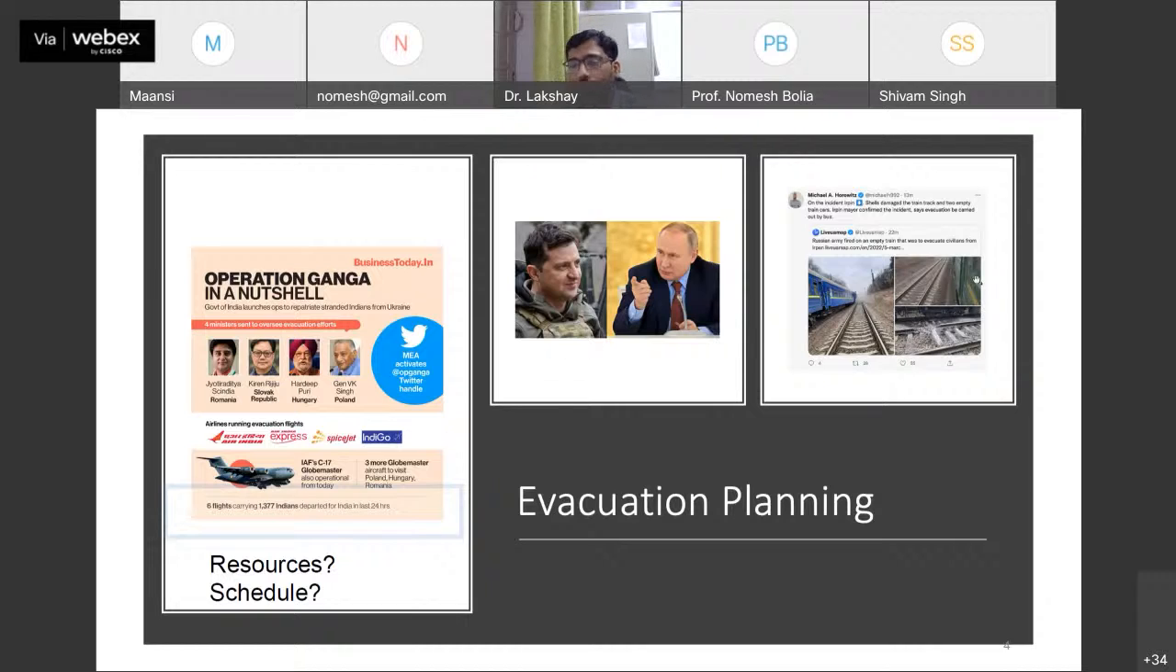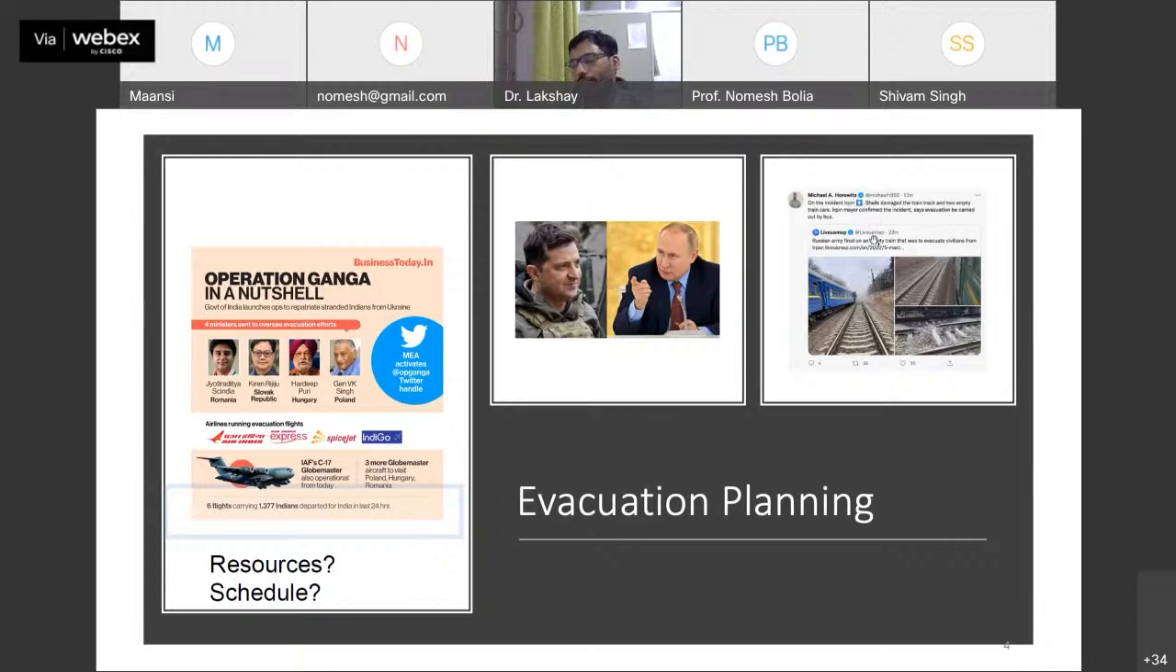And if you see here, this image is taken from Twitter. Due to some firing and bombing on this railway track, people were being shifted from Ukraine to the other nearby countries. And this rail track was not working, so they decided to use buses there.